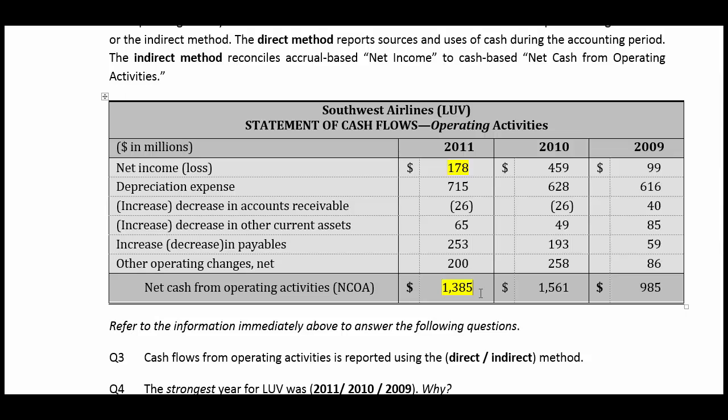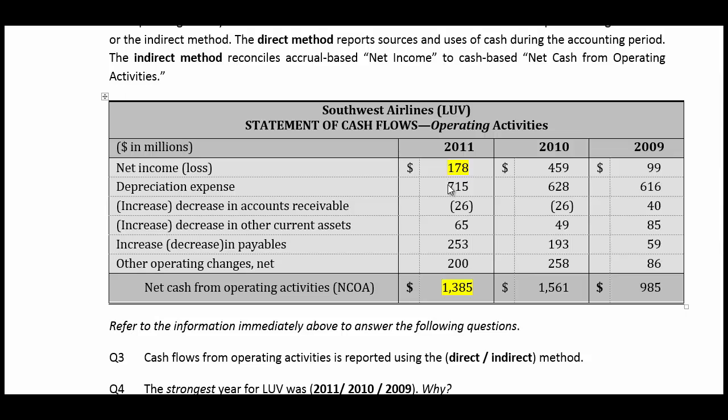So the first thing that should enter your mind to ask is, why are these numbers different? Why are cash flows so much higher than net income? The answer is in these other items here. Let me show you what these are. The first one is depreciation expense. We talked about depreciation. Depreciation is an expense, but you don't have to pay for it.